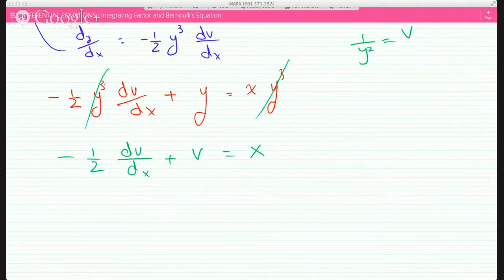And now we can write this in standard form. Wait, so where did you plug in? Because I found dv over dx is negative 2y to the negative 3 dy dx plus v, which is y to the negative 2, equals x times y cubed.